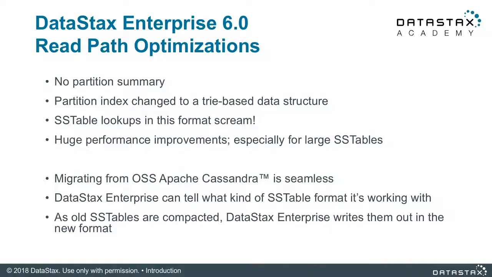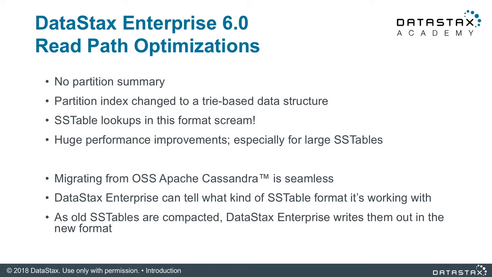Now, if you're using the open source Apache Cassandra, everything I told you is still true. However, if you're using DataStax's distribution of Apache Cassandra, we have some wicked sweet optimizations in there to make your reads perform much faster. First of all, there's no longer a partition summary. We don't have that in memory. We still have the partition indexes, but we changed that to be a trie-based data structure.